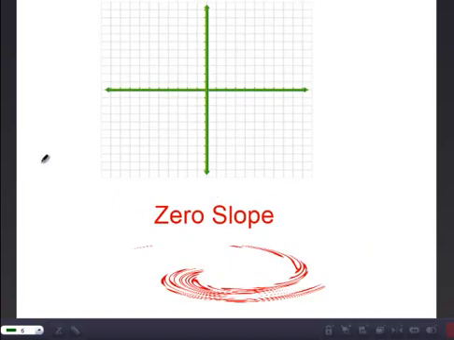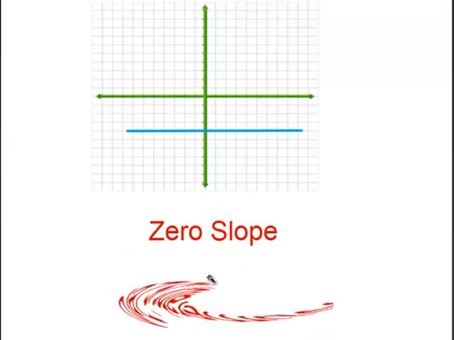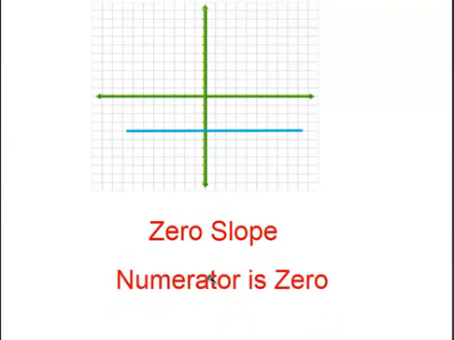Then there is zero slope. And zero slope looks a lot like the bunny hill. Zero slope is really just a flat line that goes across like this. So this isn't really going up, it's not going down, just zero. So a zero slope doesn't really have a slope. The numerator is zero. It's not really going up or down, it's just going left or right.